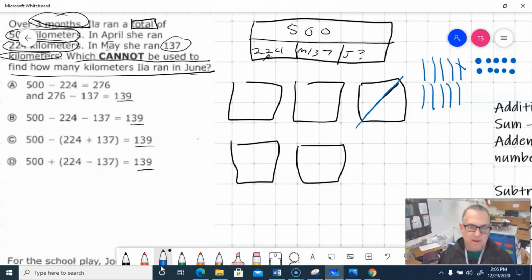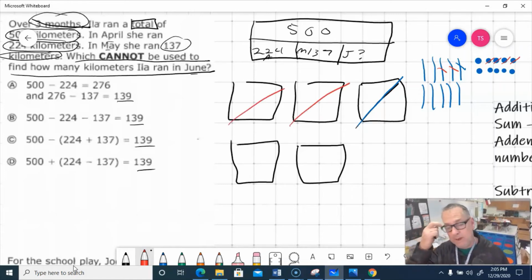Okay. Now I can take away. I should be able to take away my 4 ones to represent the ones place that she ran in April. So that's 1, 2, 3, 4. It looks like she did 2 tens. So that's 1, 2. And then 2 hundreds. 1, 2. So I went ahead and eliminated how far she ran in April.